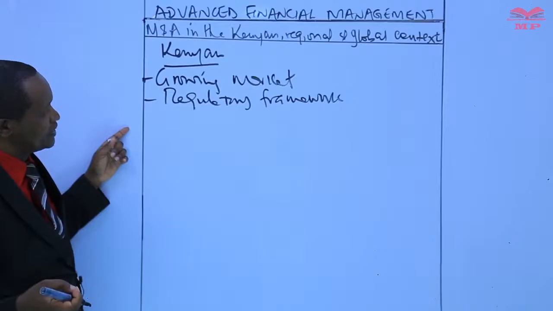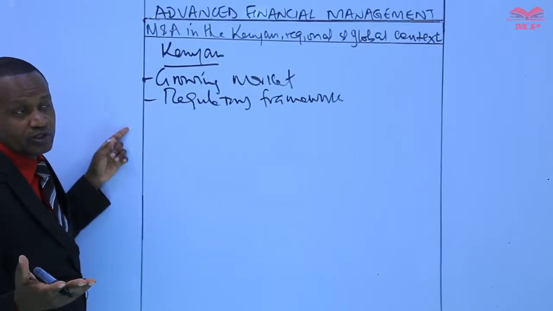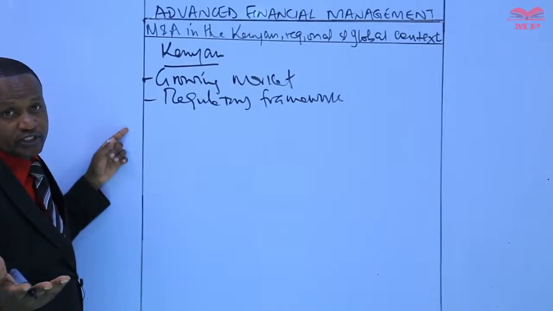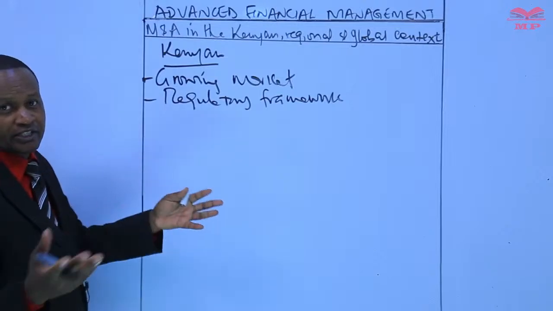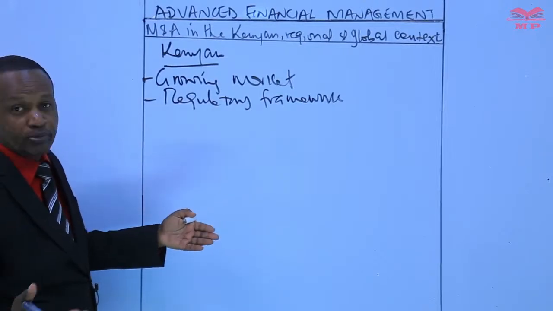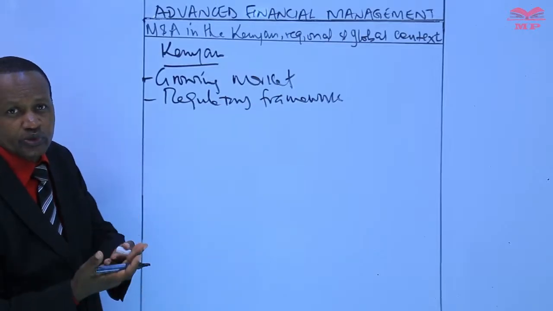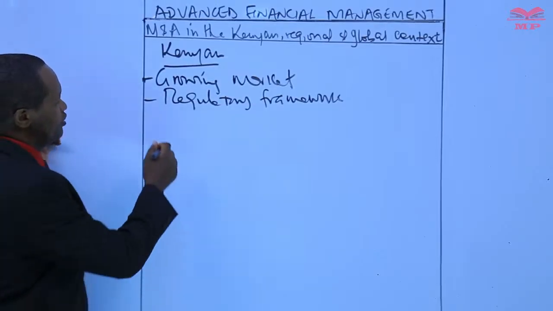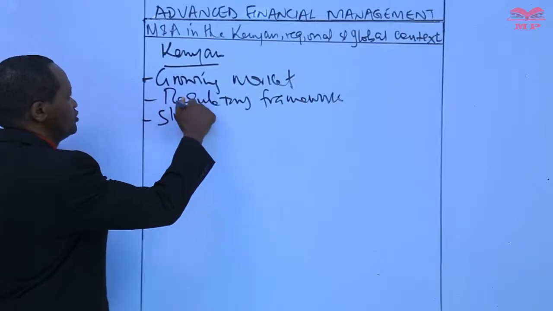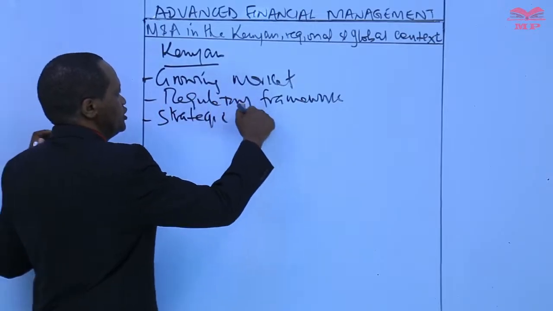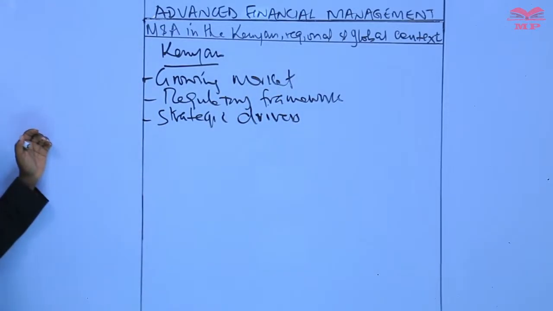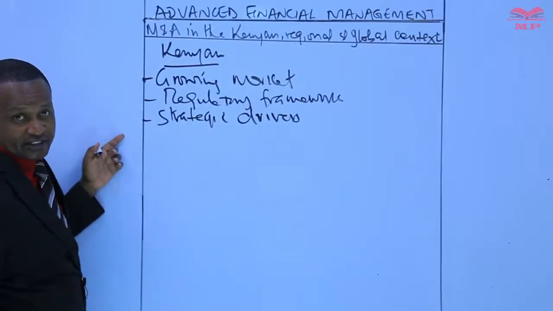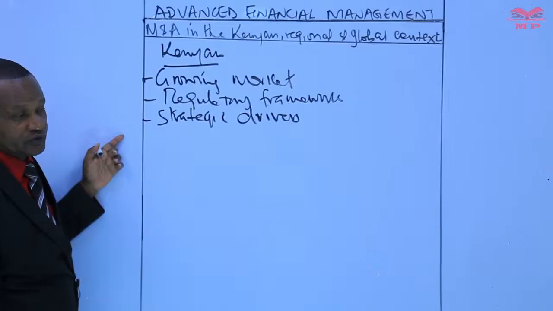In understanding mergers and acquisitions in the Kenyan context, you may also have to discuss strategic drivers. Companies pursue mergers and acquisitions to expand their market share, to diversify their operations, and also to gain access to new technologies. All right, we have strategic drivers, which I've mentioned. Mergers and acquisitions are driven by certain factors. You understand?